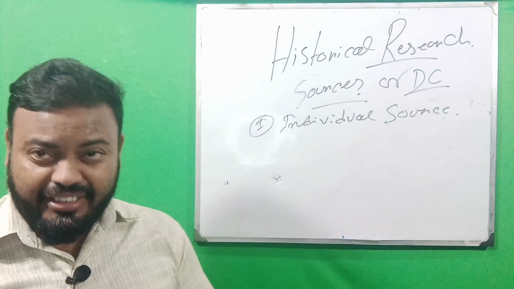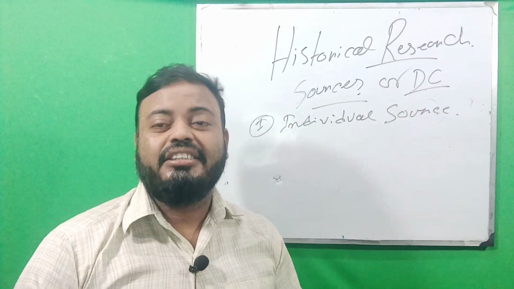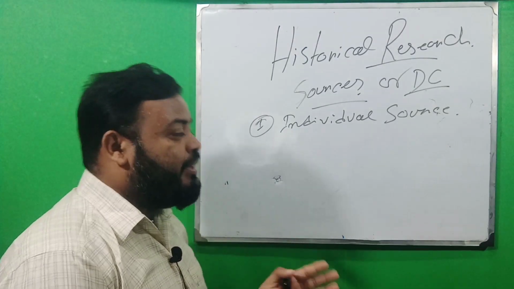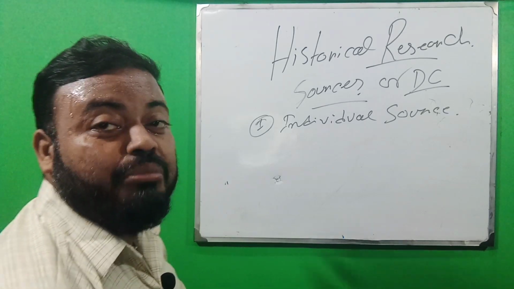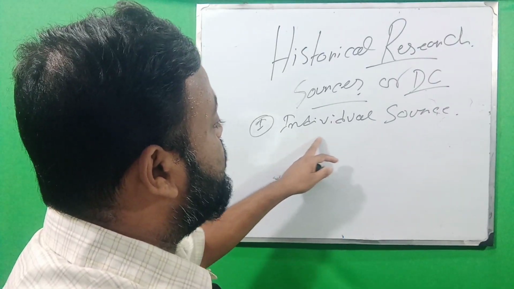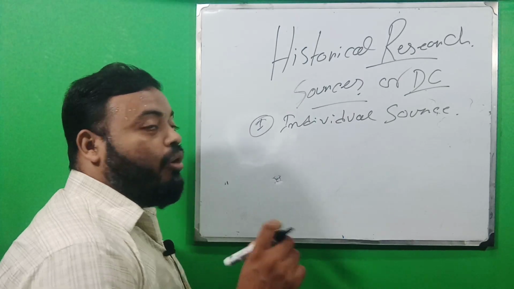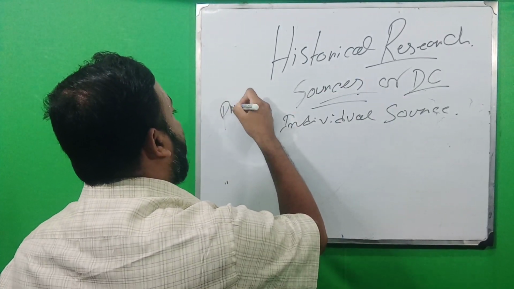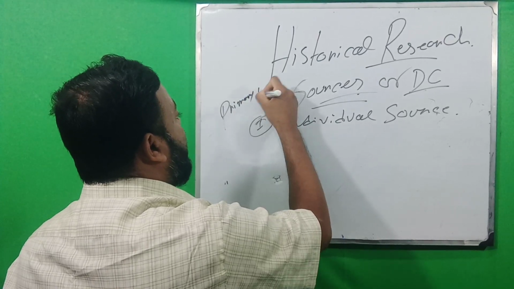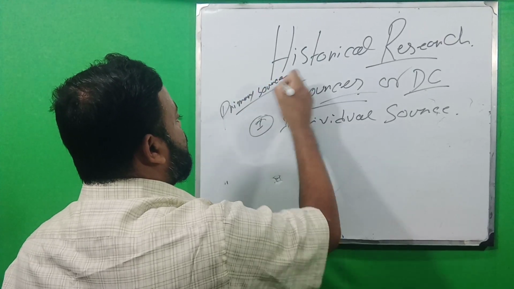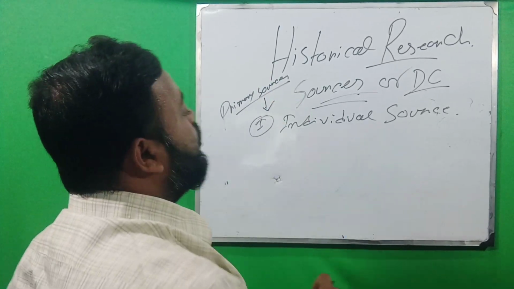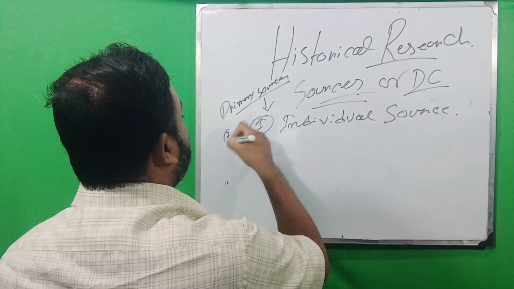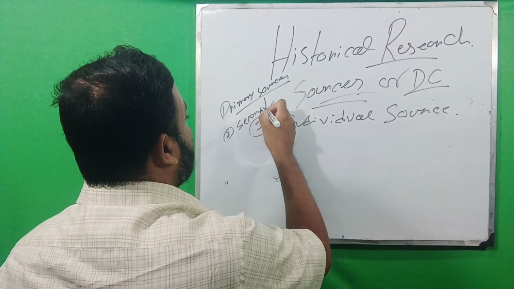When a researcher wants to collect some data about his research, she depends on some sources. Those sources are also the primary source, and there is another source. Number two is the secondary source.